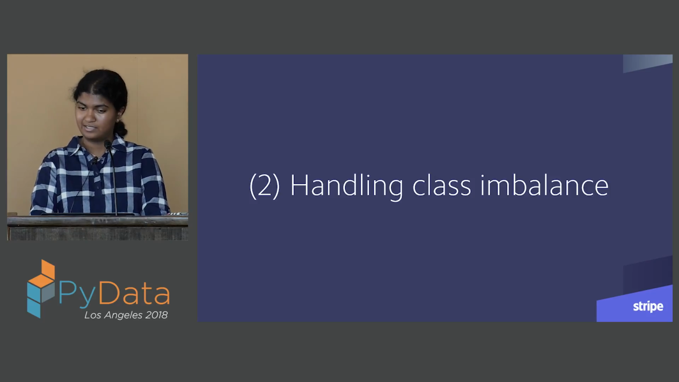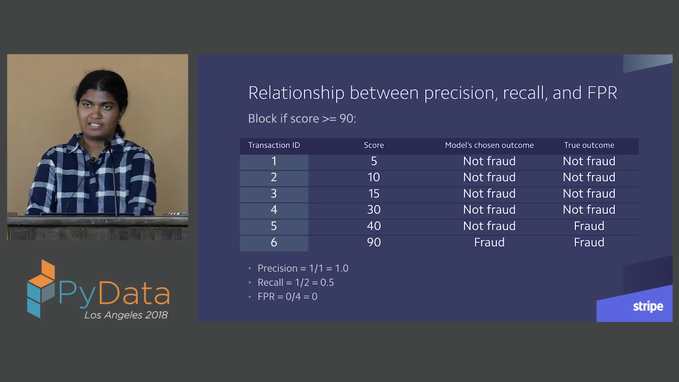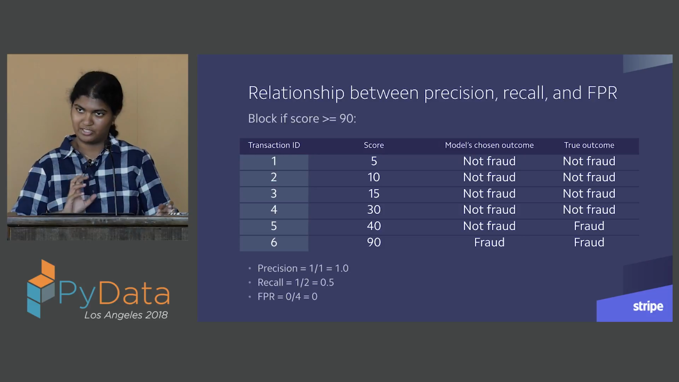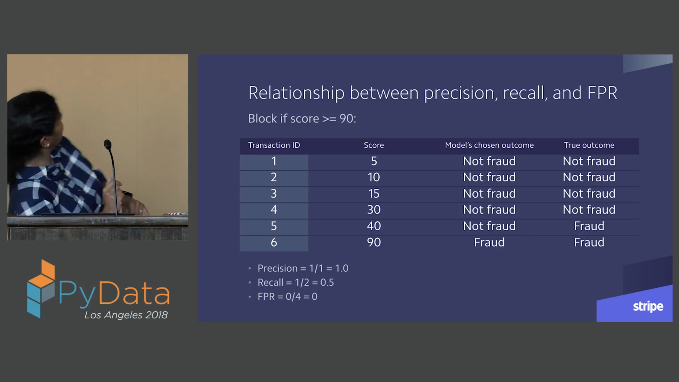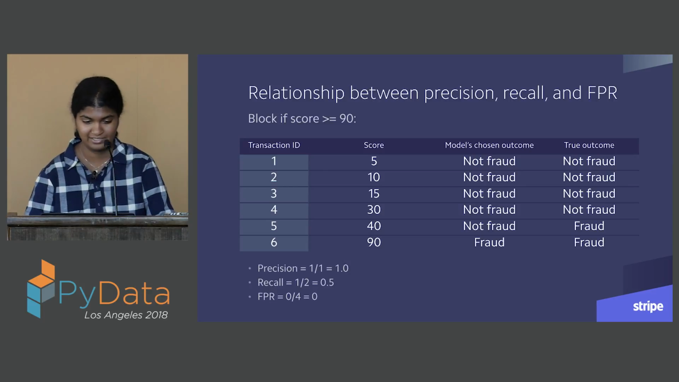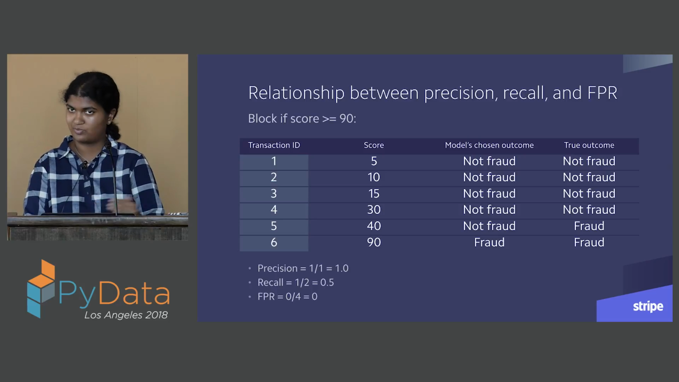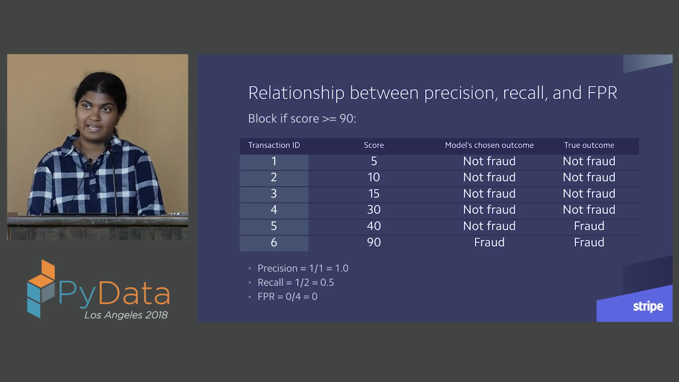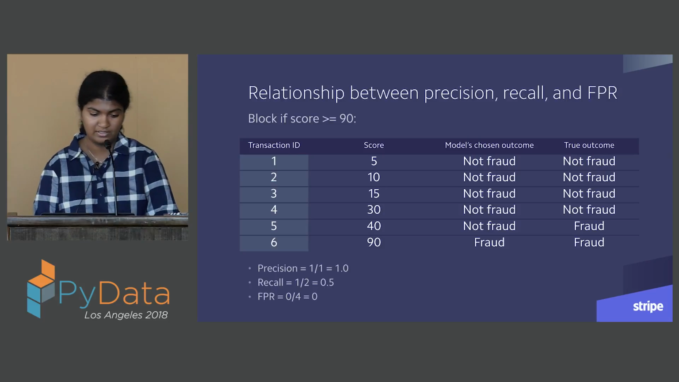Second, handling class imbalance. Before I dive into class imbalance specifically, I have a couple of examples to illustrate the relationship between precision, recall, and FPR. And okay, you can see most of the slide. So let's say we have a model that scores transactions between 0 and 100. And our current policy here is if the score is greater than or equal to 90, we're going to block the transaction because we think that means it's fraud.